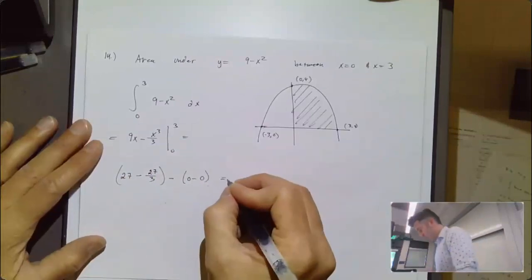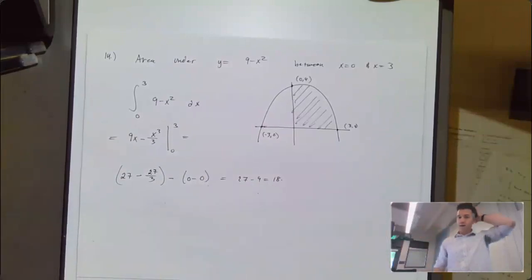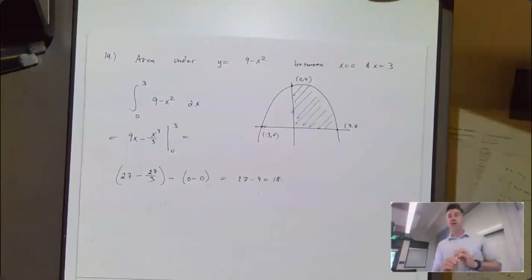So that's going to be 27 minus 9, which is 18. Yeah, let's do another one, just because there's something I really want you to see very, very early on.